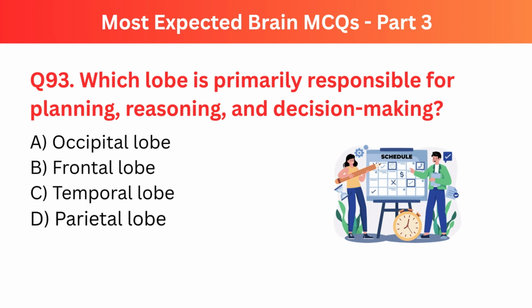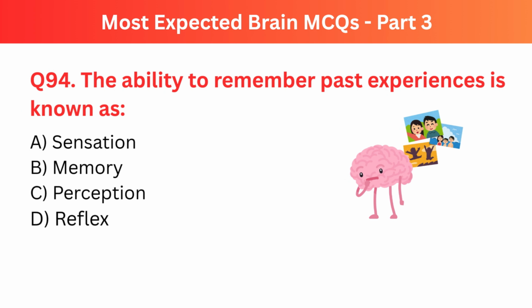Question number 93. Which lobe is primarily responsible for planning, reasoning, and decision making? The right option is B, frontal lobe. Question number 94. The ability to remember past experiences is known as. The right option is B, memory.